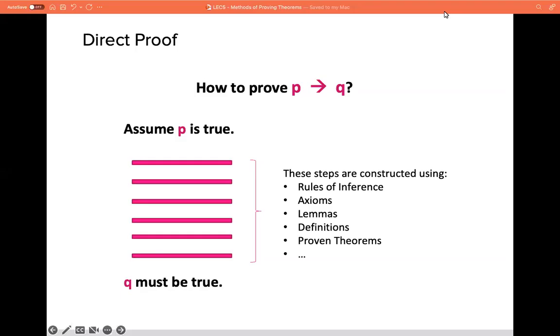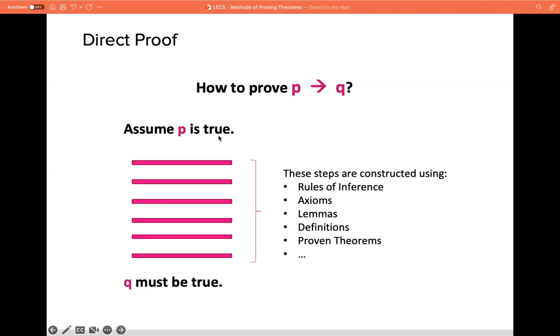So good day everyone. In this video, we are going to discuss direct proof of a conditional statement P implies Q. So how do we prove this conditional statement or implication P implies Q with this proof? The first step is to assume that P is true, the antecedent, hypothesis or premise P is true.